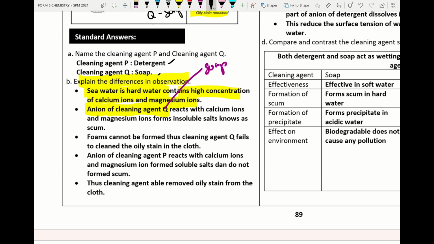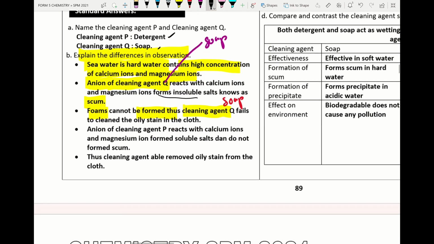The anion will react with calcium ion and magnesium ion and form insoluble salt known as scum. Foam cannot be produced, thus cleaning agent Q, which is soap, fails to clean the oily stain in the clothes. Thus the oily stain remains in the clothes. While the anion of cleaning agent P, which is a detergent, will react with calcium ion and magnesium ion, form soluble salt and do not form scum. Thus cleaning agent P is able to remove oily stain from the cloth.